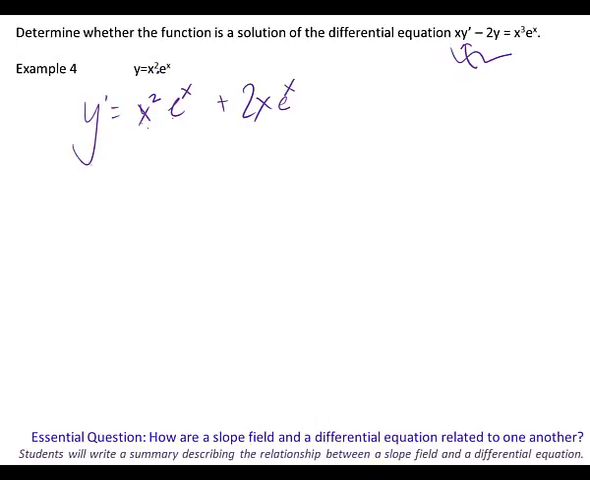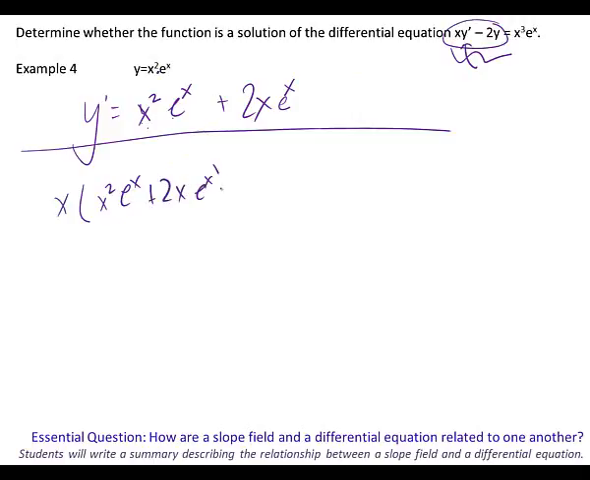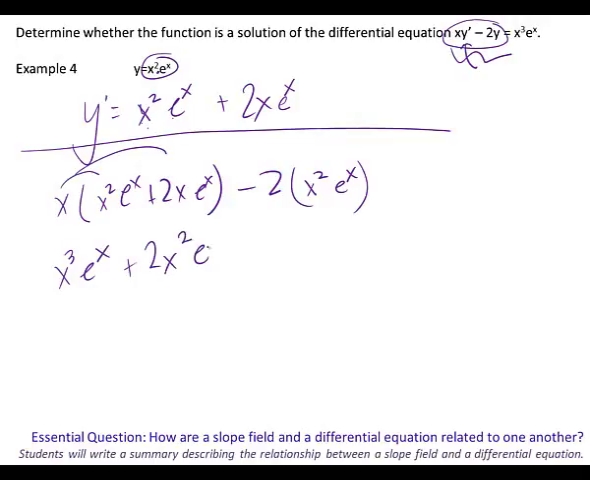Everyone does it. Okay, so now I'm going to plug into here. I've got x, and I have to put in y prime, what we just calculated, and then minus 2y. What is y, though? I'm going to substitute what y is into it. Now I want to simplify and see if I can get this thing out of it. So what are we going to do with this x? Distribute it. So you get x cubed e to the x plus 2x squared e to the x minus 2x squared e to the x.